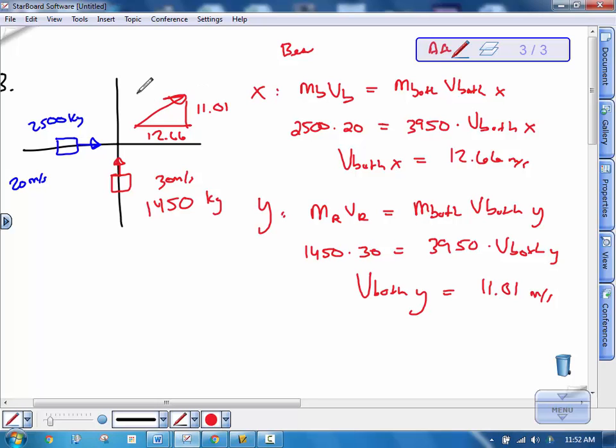We do the Pythagorean theorem to find the overall velocity in that direction, which is 16.78 meters per second. And we can do inverse tangent to find the angle, which is 41 degrees. So we would end up saying 16.78 meters per second at 41 degrees, and that'd be north of east.